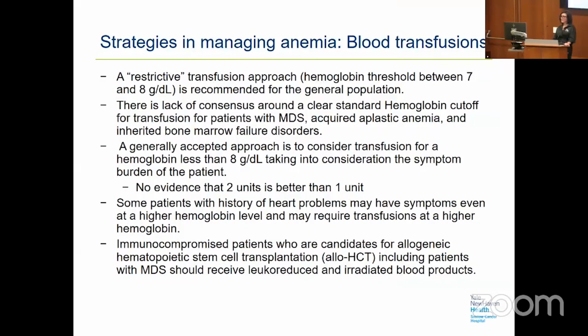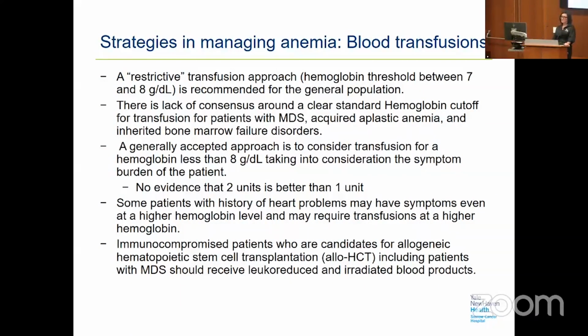Blood transfusions can help when your hemoglobin is very low. A restrictive transfusion approach, meaning transfusing only patients with a hemoglobin less than 8, is recommended for the general population. There's a real lack of consensus around patients with bone marrow failure disorders, aplastic anemia and MDS, for what the right cutoff is for transfusion. I would say a generally accepted approach is to start thinking about a transfusion when the hemoglobin is less than 8, but talk to your patient about how symptomatic they are and come up with a decision together about when the right time to transfuse is.